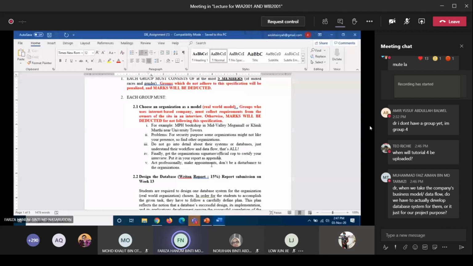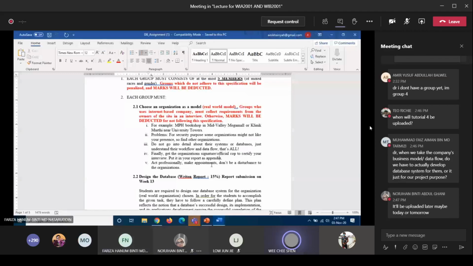Anybody else? Please, I would like to ask: are there any specific deadlines for each part, or do we just submit at week 13 in one shot? Yes, you just send at week 13 in one shot. By right, you should do your report earlier, because your report will have your ER diagram and your business rules. So this is like the first few weeks already.